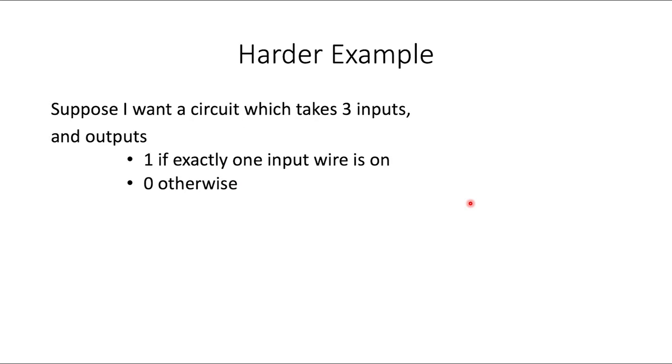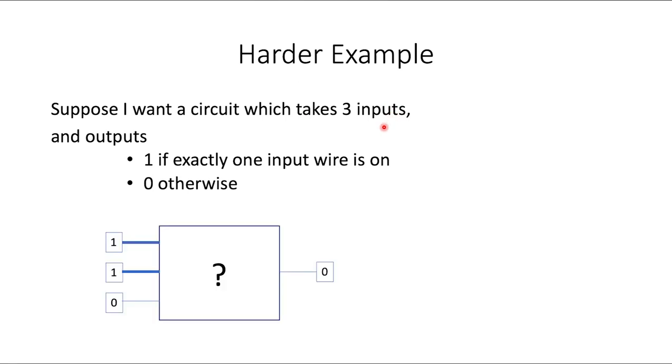Okay, suppose I want a circuit which takes 3 inputs and outputs 1 if exactly 1 input wire is on and 0 otherwise. Right? So there's 3 input wires going in, and I want to detect whenever only one of them is on. So if you look at a picture, there's some mysterious circuit that should be doing this for me. And if I give it 2 ones, this is just an example, and a 0, then it spits out a 0 because it's not true that exactly 1 input wire is on. In fact, in this case, 2 input wires are on. So this is bad, and the circuit says no.